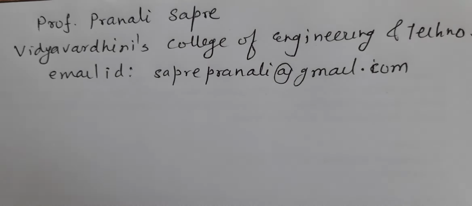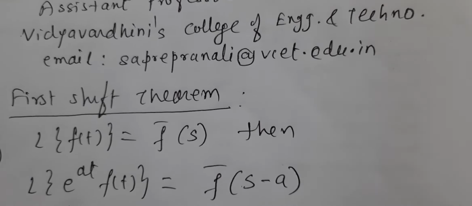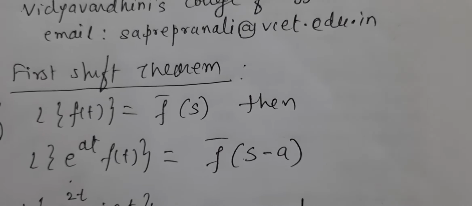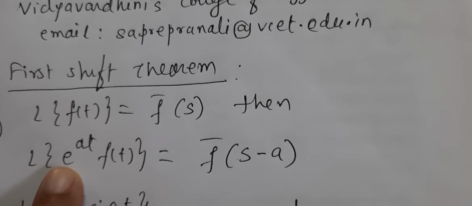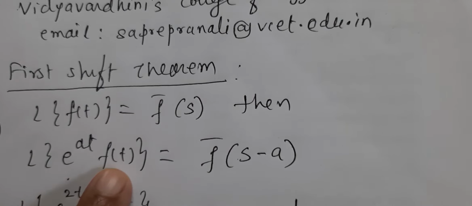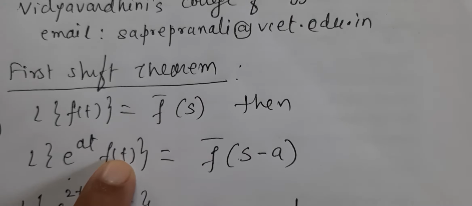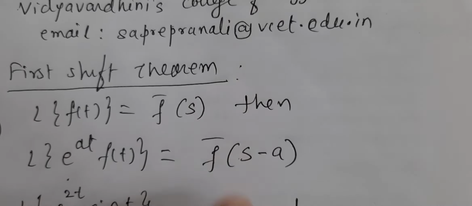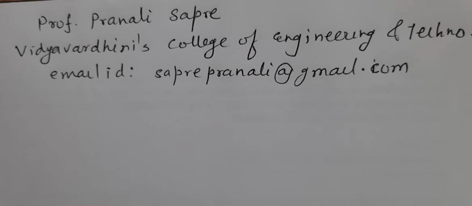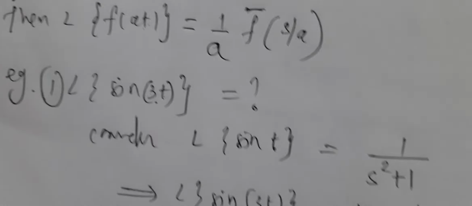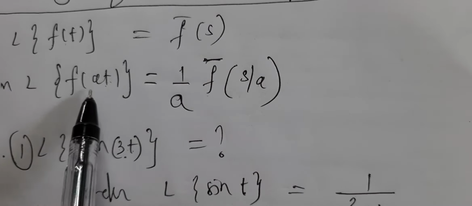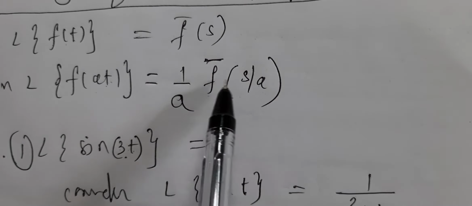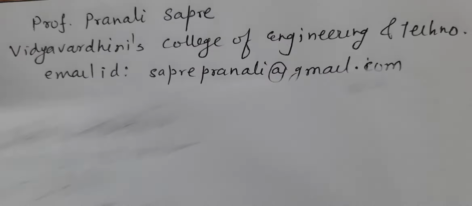We had seen the first shift theorem. When we want to find Laplace of e raised to at into some function, we find Laplace of f(t) and replace s by s minus a. That was the first shift theorem. Then we have seen the change of scale property. It says Laplace of f(at) is 1 by a into f bar at s upon a.